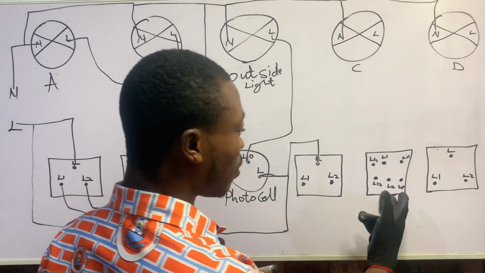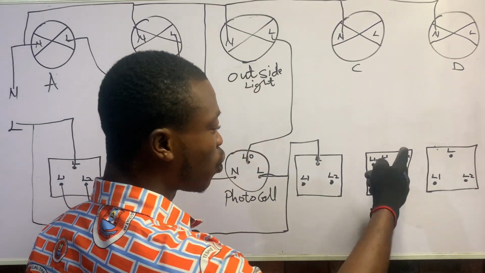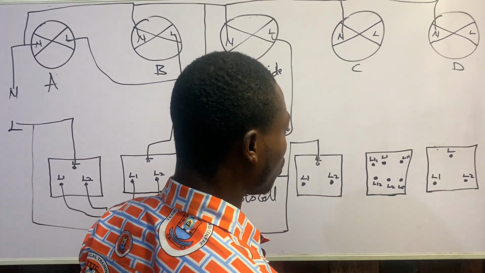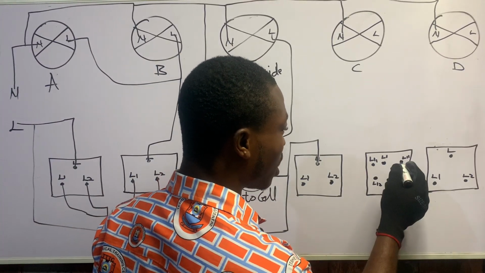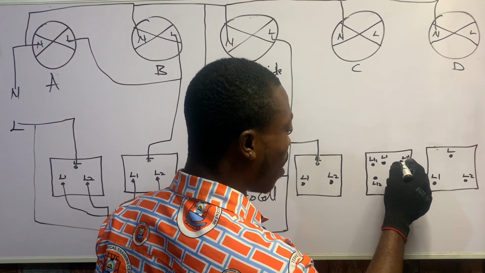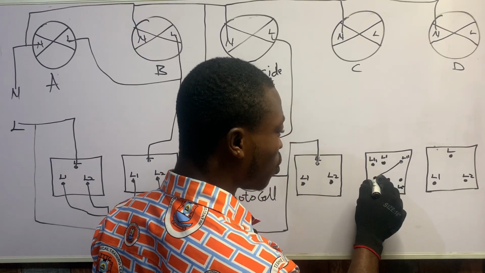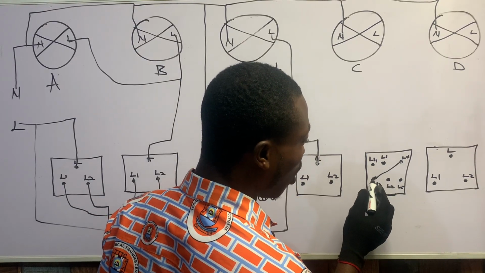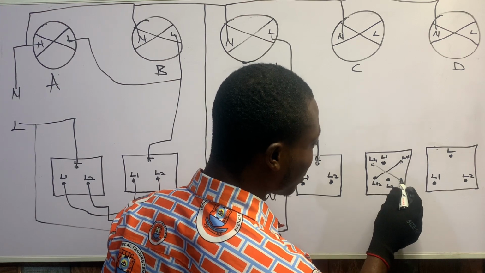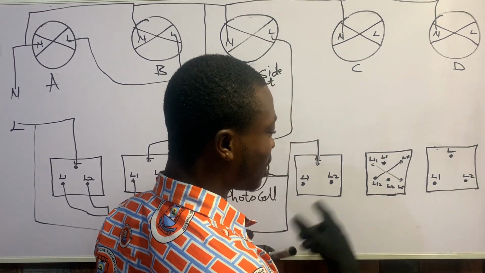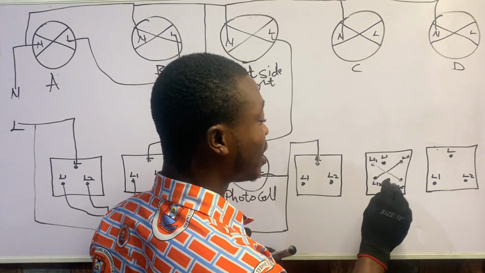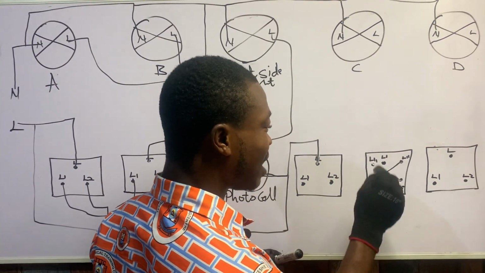First of all, the intermediate switch, we need to cross it, we need to bridge it. So what we need to do now is to take L1, L11 is coming to L12, and then L11 is going to L22. So this is how it should be. This is how we bridge for the intermediate switch. And then the terminals are 6 in the intermediate switch.